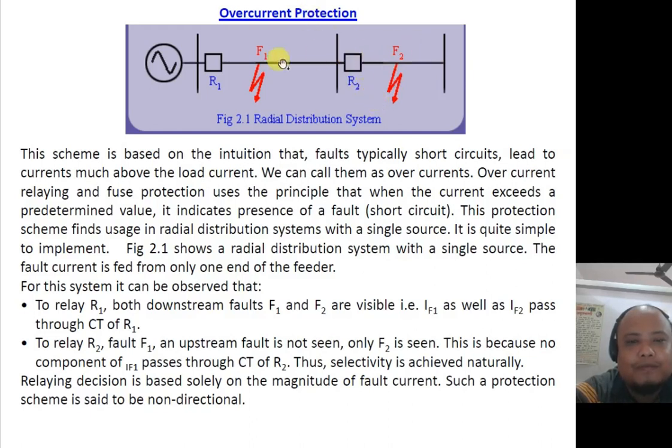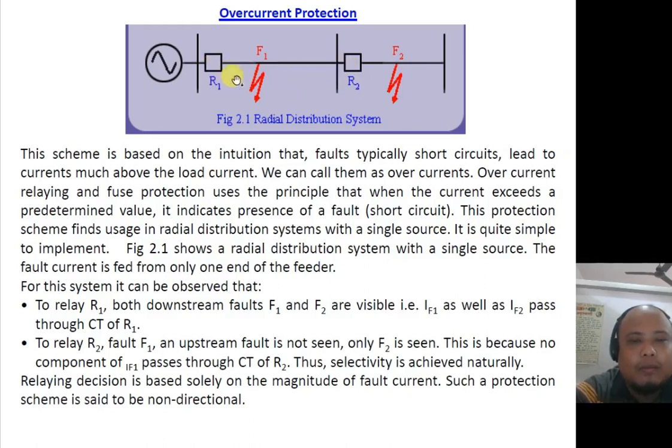this line section. If a fault appears here and R2 fails to operate along with CB2, then RA will act as backup protection for this line section. Similarly, if a fault appears in this line section and R1 along with CB1 fails to operate, R1 or CB1 or both of them, then R2 will act as backup protection for this line section.